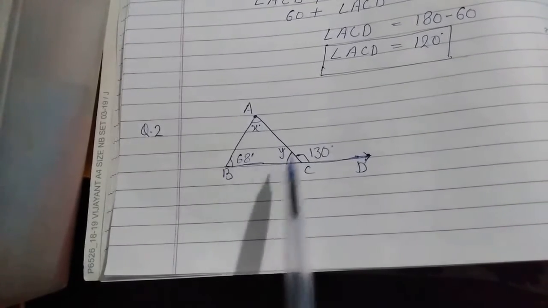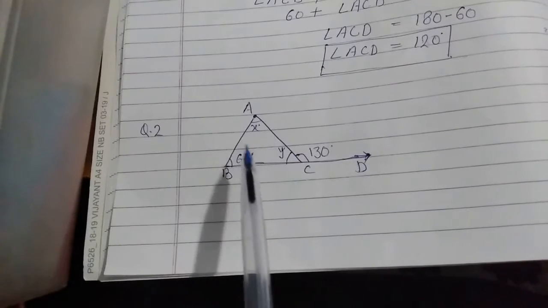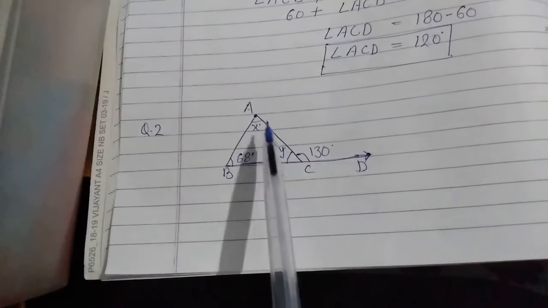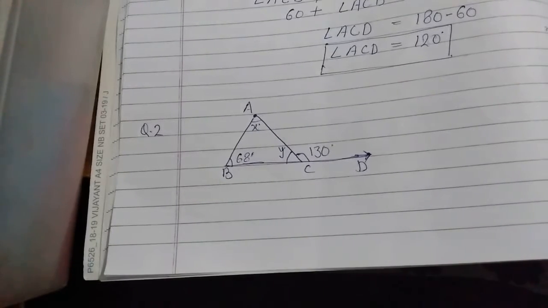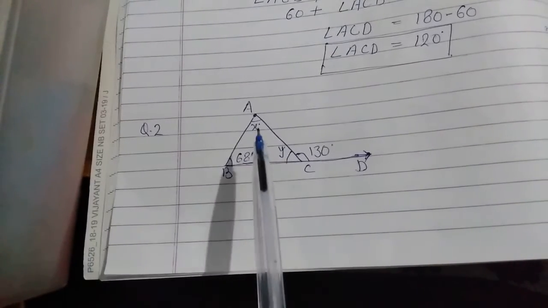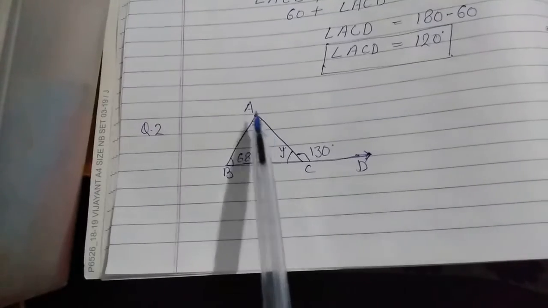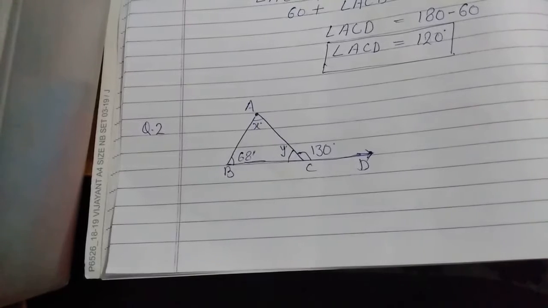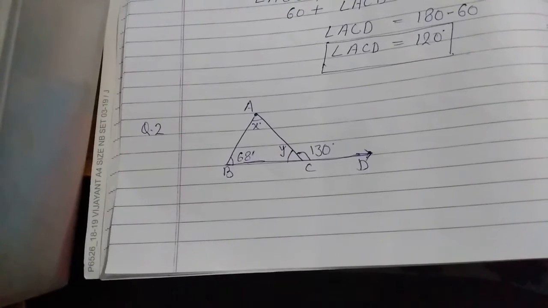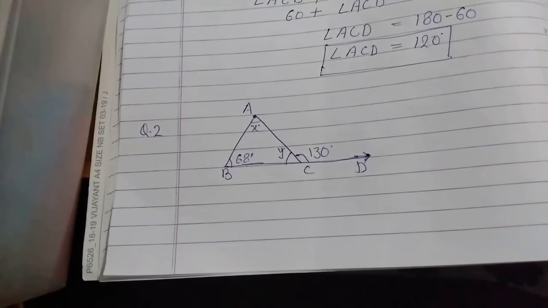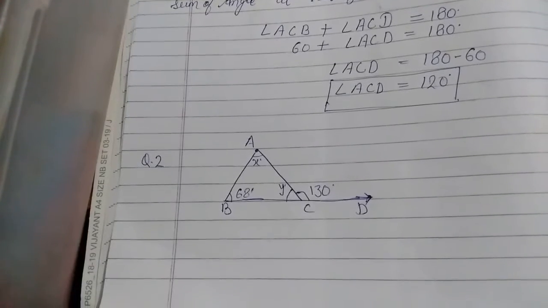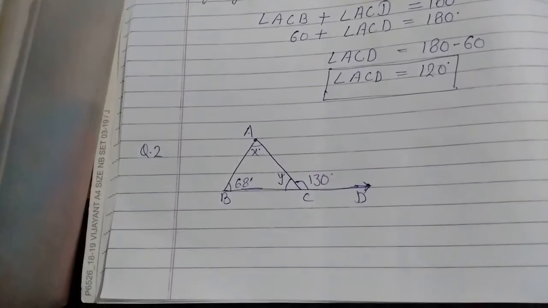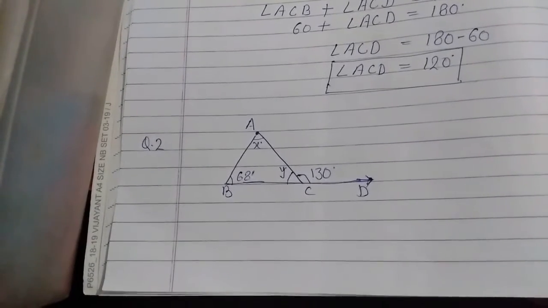After then we will apply the property that the sum of all angles is equal to 180. That means 68 plus 50 plus x is equal to 180. By using this property we can find x, that means angle A. By using this we can find x and y both. Okay, this is the hint for question number 2. Question number 3 is also the same. We have to apply the same method in question number 3, so you can also solve that question. Okay.